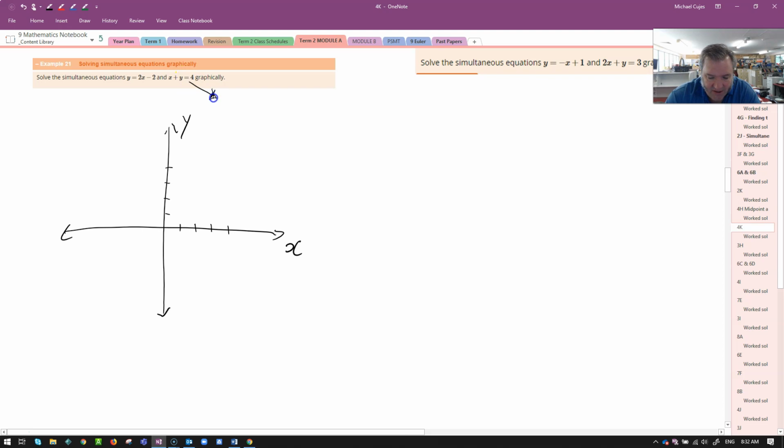I'm going to use the intercept method. So the y-intercept, I find that by letting x equal 0, because the x-coordinate is 0 when I'm on the y-axis. So when x equals 0, I'm going to get y equals 4. So it's got a y-intercept of 4. To find the x-intercept, of course, I'm going to let y equal 0. And that's going to tell me that x equals 4. So you've got your second point there. You can now join them up with a straight line.